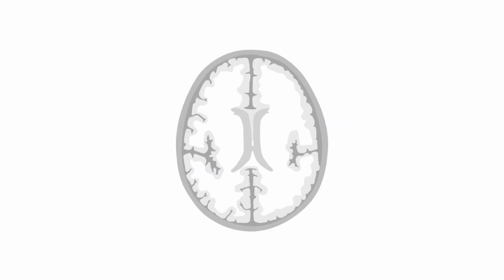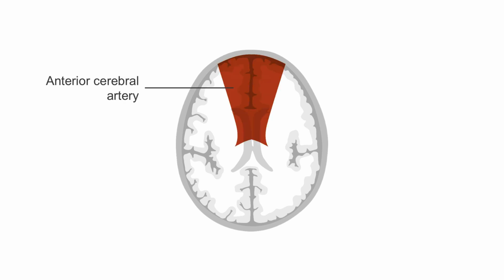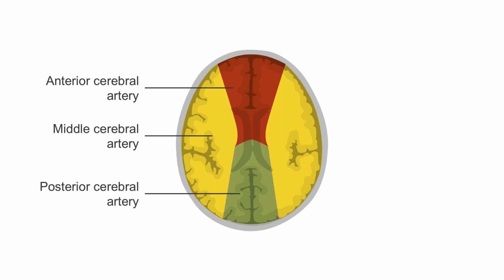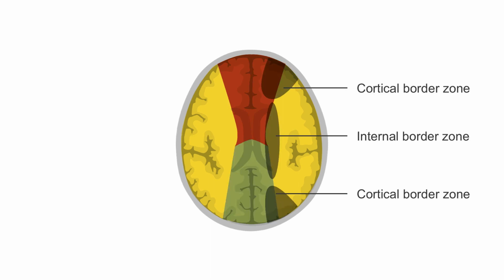While the region of distribution of each major artery in the anterior circulation is well defined, their actual regions of distribution abut adjoining vessel territories. In this cross-sectional view of the brain, the anterior cerebral artery territories are labeled in red, the middle cerebral artery in yellow, and the posterior cerebral in green. Regions of overlap create what are known as border zones or watershed regions. You can see the border zone or watershed region illustrated here between the distribution of these 3 major vessels.